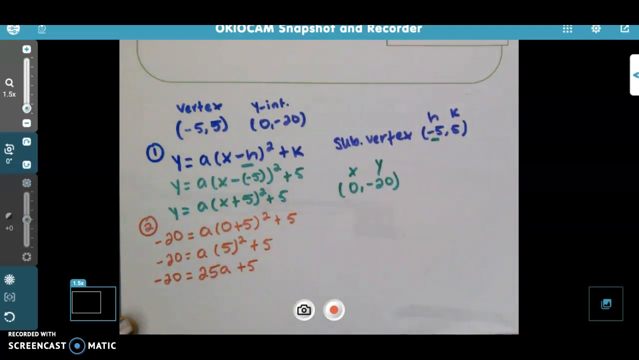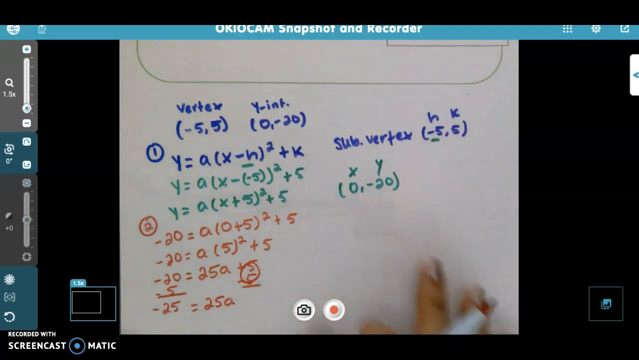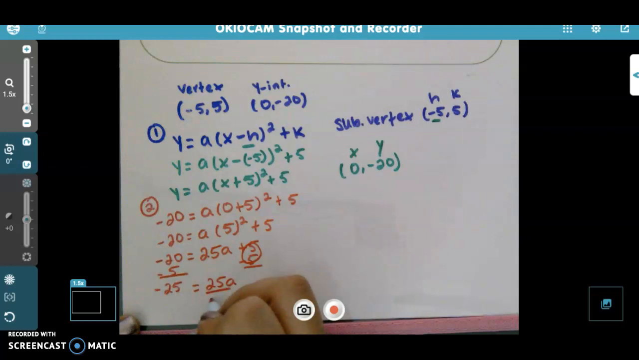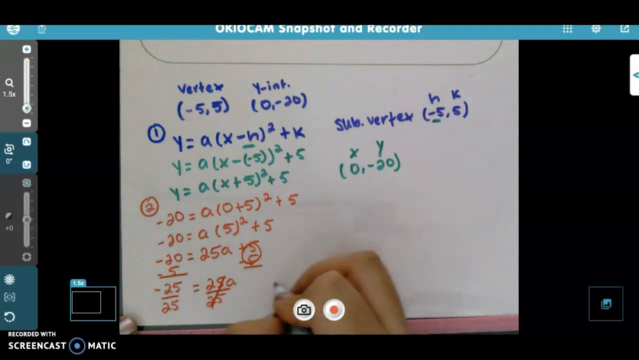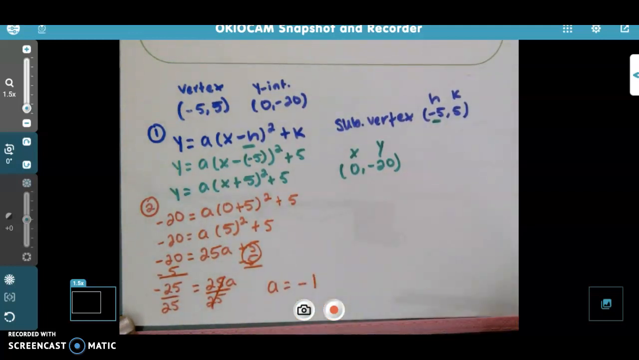So now we got to solve for that a. So I got to subtract 5 on both sides. So now this is negative. So -20 minus 5 should be -25. Then remember this is 0 pair. Then I'm left with 25a. And what do I need to do to get a by itself? I got to divide by 25 on both sides. So this becomes 1. And then -25 divided by +25, I should get a equals -1. Okay, so now I know my a coefficient is -1.